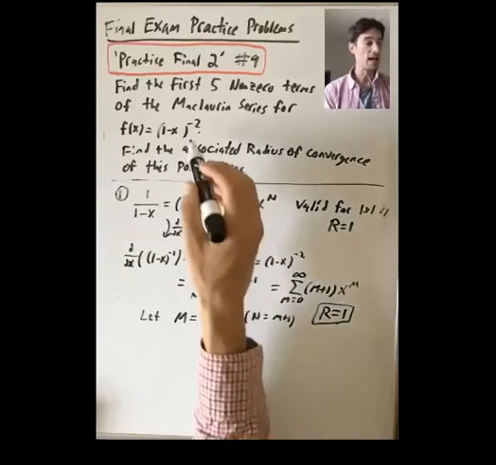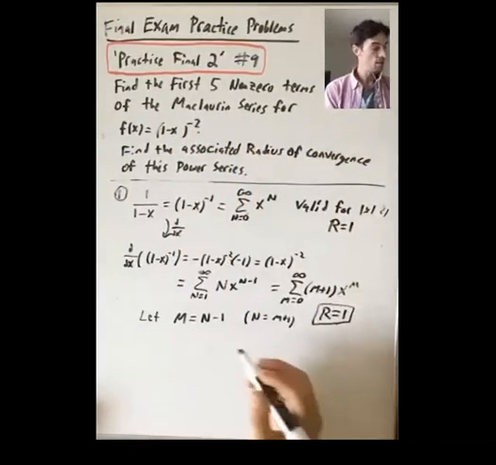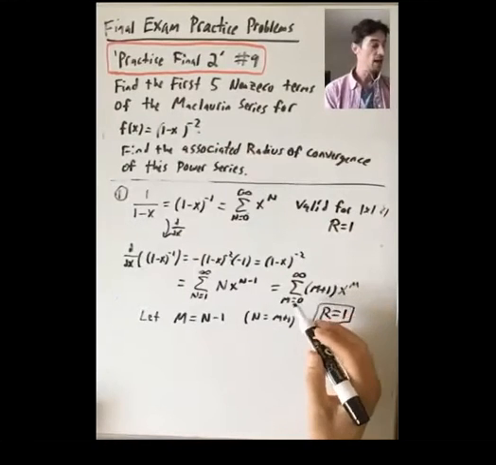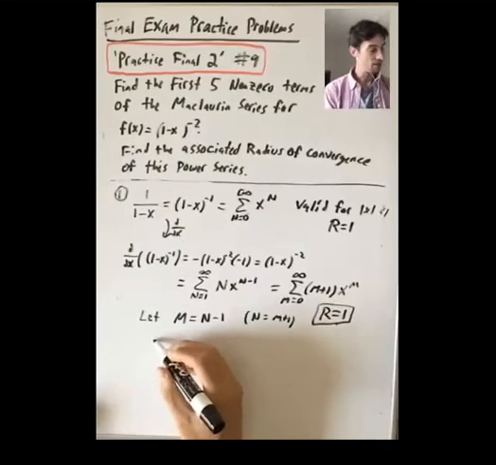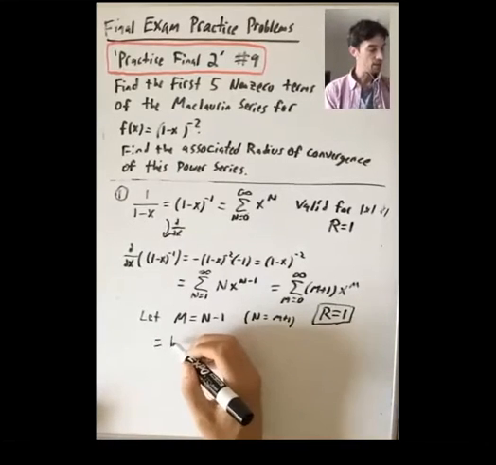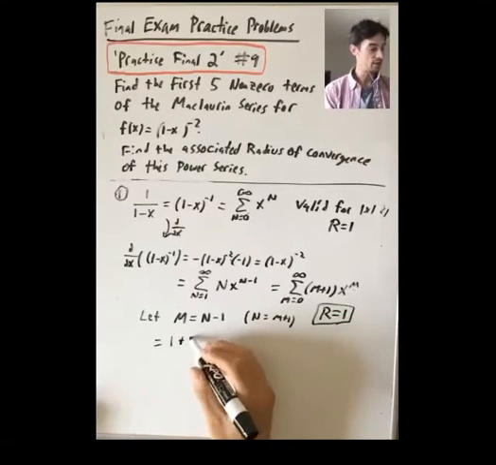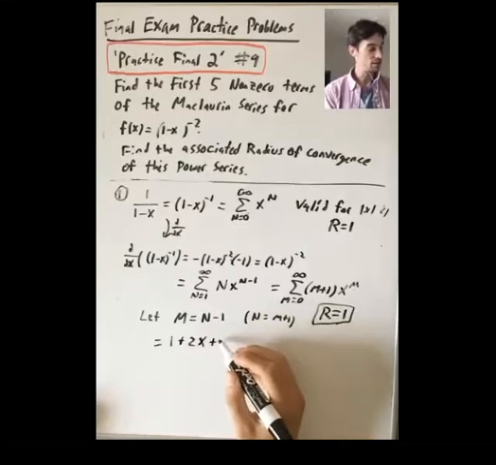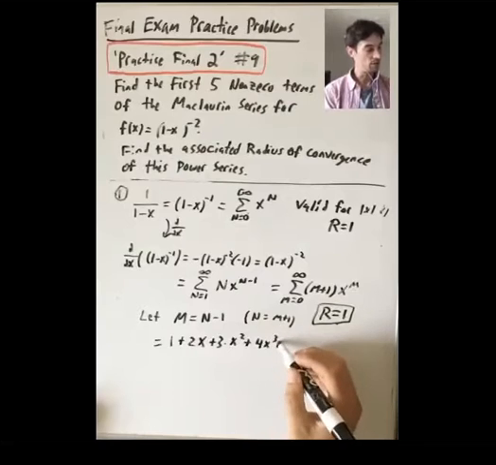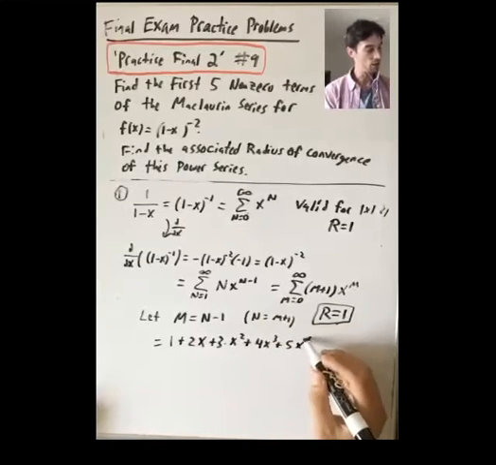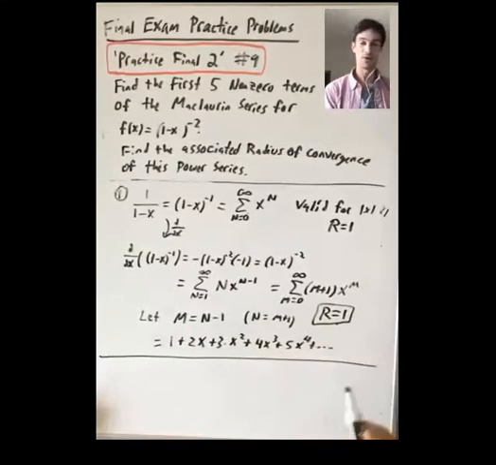But we're not actually asked for the Maclaurin series here. We're asked for the first 5 non-zero terms. We have the whole thing, but this is just saying put in m equals 0, m equals 1, m equals 2, and so on, and see what you get. And what we get is 1 times x to the 0, which is 1, plus 2 times x, plus 3 times x squared, plus 4 times x cubed, plus 5 times x to the 4th, plus and so on. So this is our first solution to this problem.